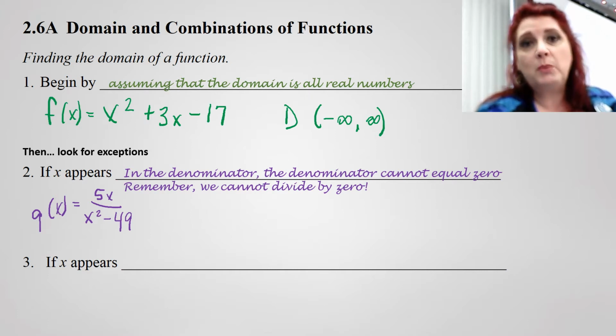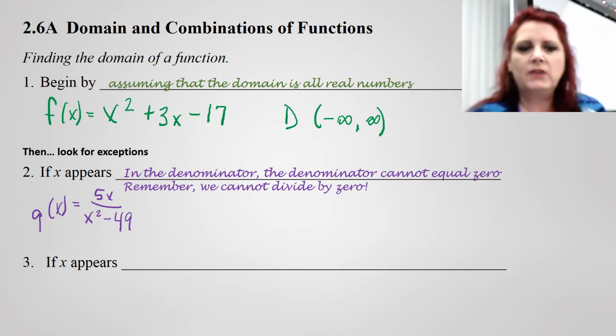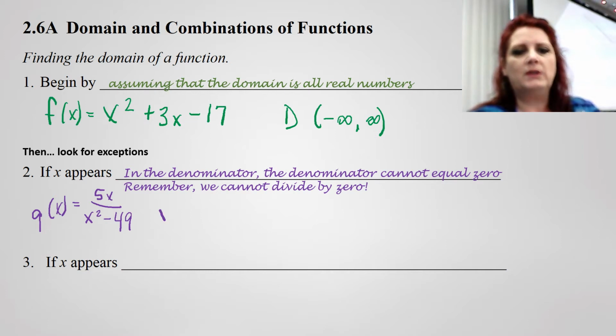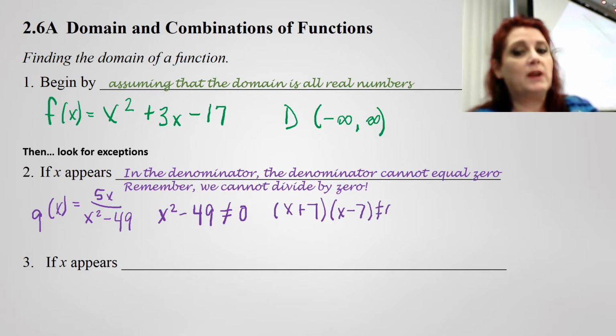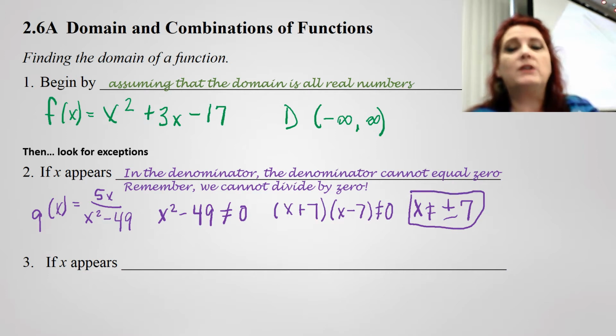Well, I don't care what's in the numerator because we can have zeros in the numerator. It's just that denominator we can't have zeros. So I'm going to take that x squared minus 49 and say that cannot equal 0. Well, x squared minus 49 can be factored into x plus 7, x minus 7. Neither one of those factors can equal 0. So x cannot be positive or negative 7. That's the restriction on the domain. It's going to be all real numbers except for that.